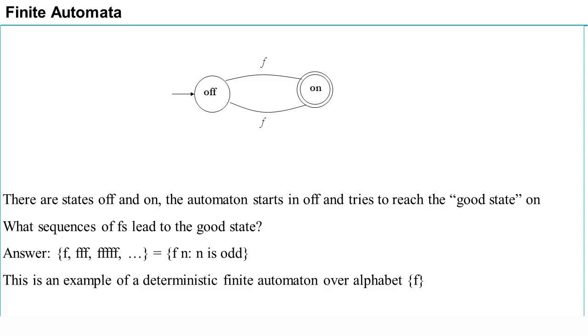So when you have an odd number of flips, when your n is odd, you will be in the on state. When you have an even number of flips, when your n is even, you will be in the off state. So this is an example of a deterministic finite automaton, where you can say clearly that when n is odd, you will be in the on state.